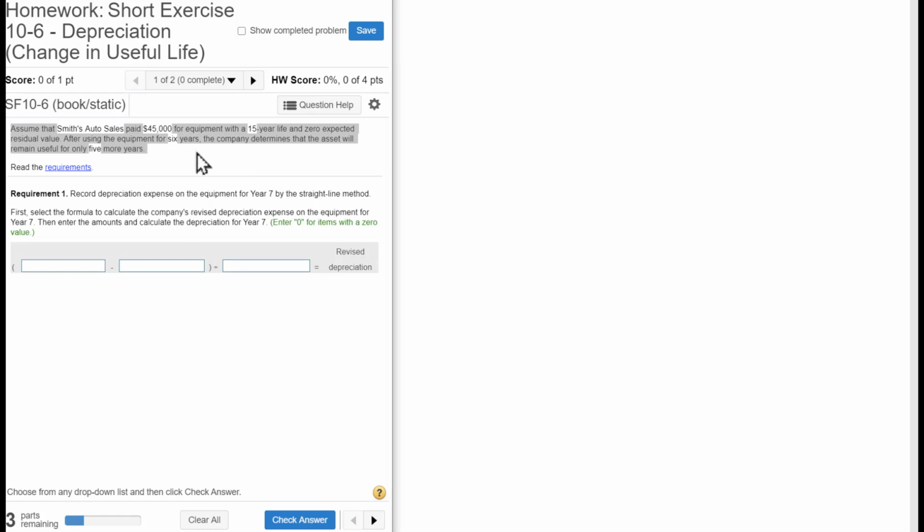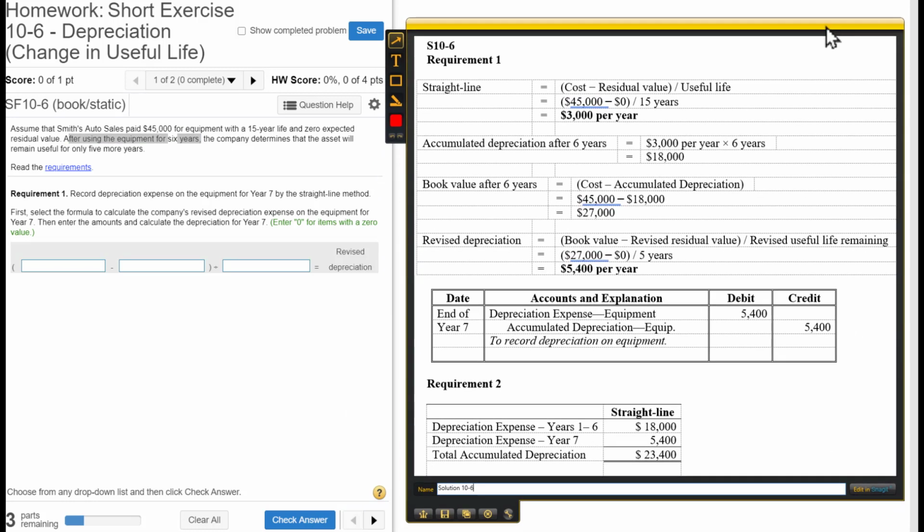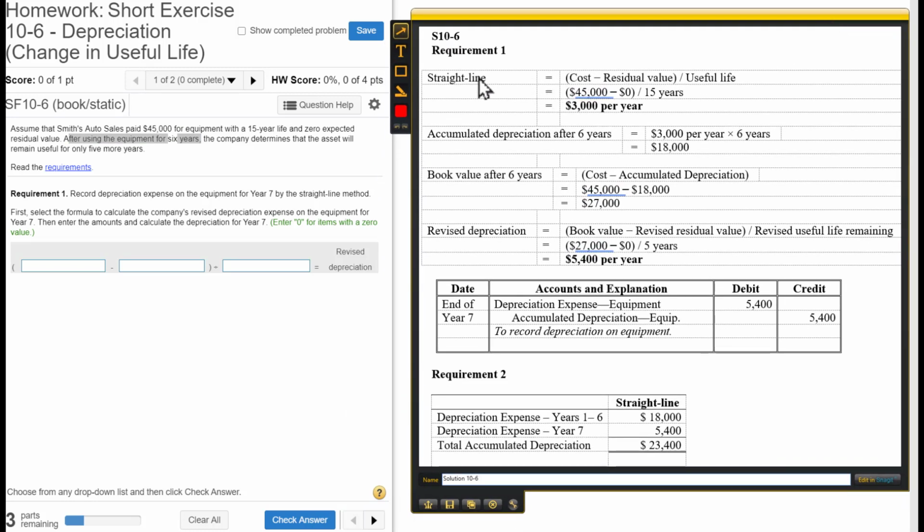So what we have to do is calculate the depreciation for the first 6 years before the change in the estimate. So I'm going to calculate straight line depreciation. And why am I doing straight line depreciation? Because it tells us right here we use this straight line depreciation, and we're first going to do it for the first 6 years, so before the change in estimate.